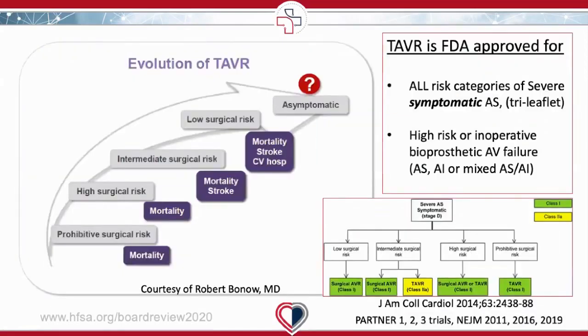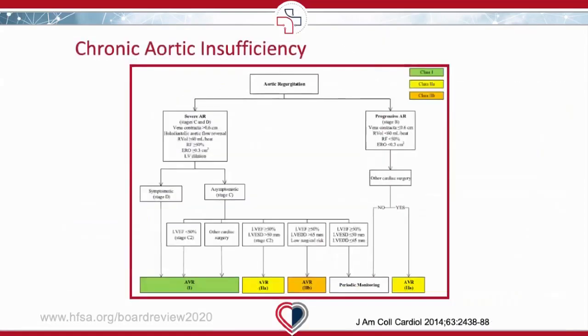I love this slide because when I started training, we all lived through the PARTNER 1, 2, and 3 trials. TAVR is now approved for all categories of severe symptomatic AS, and it is really only a 2A recommendation in intermediate surgical risk here. And this is updated from the 2017 guidelines.